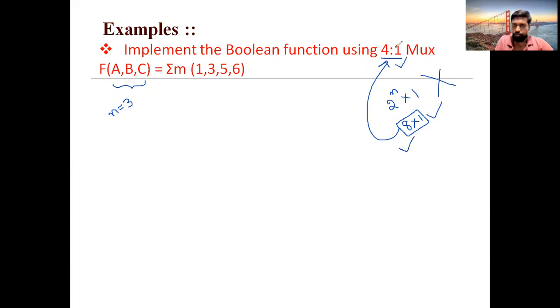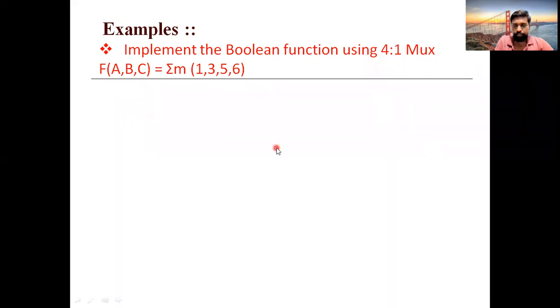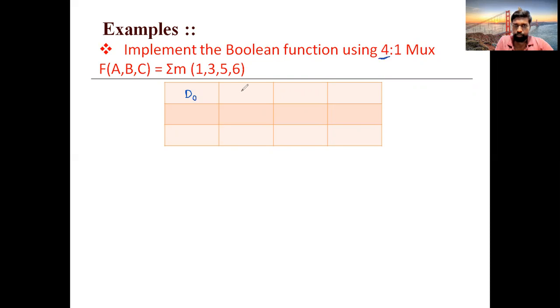So what you need to do? First you need to draw a table which consists of cells like this. You assign the names. They asked for 4 inputs, right? So take 4 inputs: D0, D1, D2, D3.